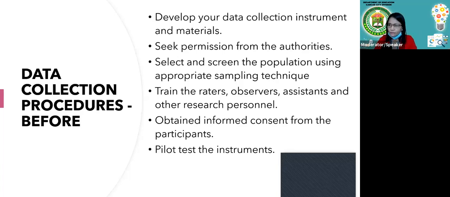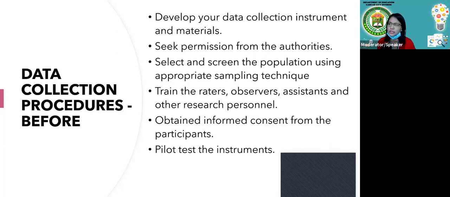Next is you seek permission from the authorities. Of course, you should not just barge in directly and gather data yourself. You have to seek permission. That is why part of the process that you should be undergoing is writing a letter. Of course, it's a good idea that you are going to conduct this particular research, then you have to ask permission from the school head that these teachers would be your participants or your respondents, or these particular set of students are your participants or your respondents, like that.